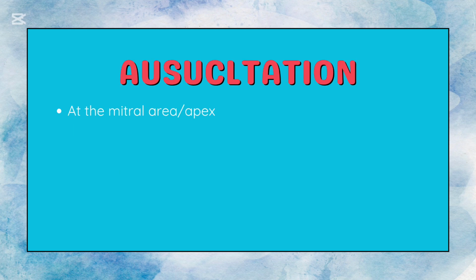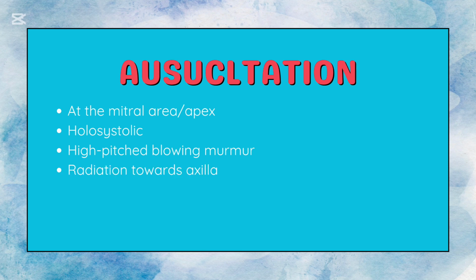Talking about its murmur, it will of course be at the mitral area, at the apex, because it is mitral regurg, and it is a holosystolic murmur. During the systole, all the blood will flow back into the left atrium. Throughout the systole, we can hear this murmur. It will be a high-pitched blowing murmur because the blood will be flowing back into the left atrium. The blood will produce a blowing sound, then it will go back into the left atrium. And its radiation towards the axilla is very important.